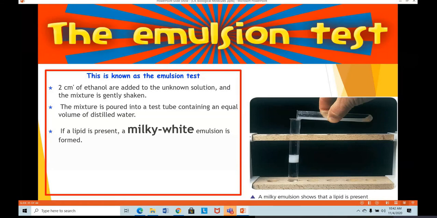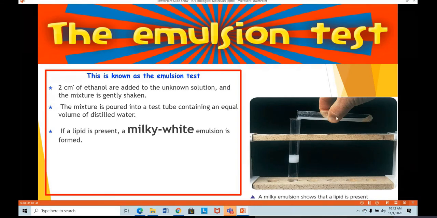2 centimeters of ethanol are added to the unknown solution and the mixture is gently shaken. The mixture is poured into a test tube containing an equal volume of distilled water. So this is the test tube which he is pouring into. This contains ethanol, and along with that anything which you're testing for over here, maybe oil or butter or anything. You shake it well, and this mixture you pour into another test tube which contains an equal volume of distilled water, as much as the volume of ethanol you took. If the fat or the lipid is present, it turns into a milky white emulsion, as you can see.